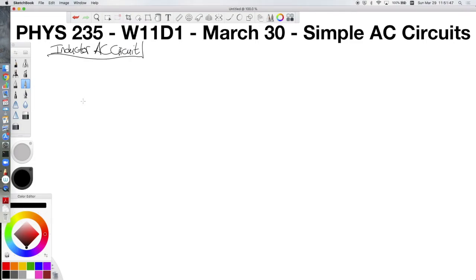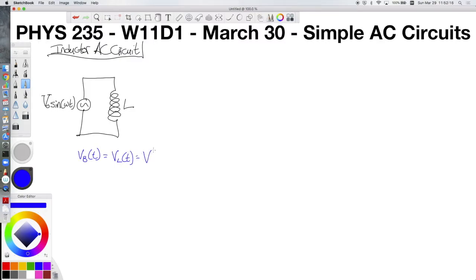An inductor AC circuit might look like the following, with the inductance value being L and the voltage of the battery again being V0 times sine of omega t. And just like before, we're going to say that the voltage of the battery must be spent at the inductor and will therefore be V0 times sine of omega t.